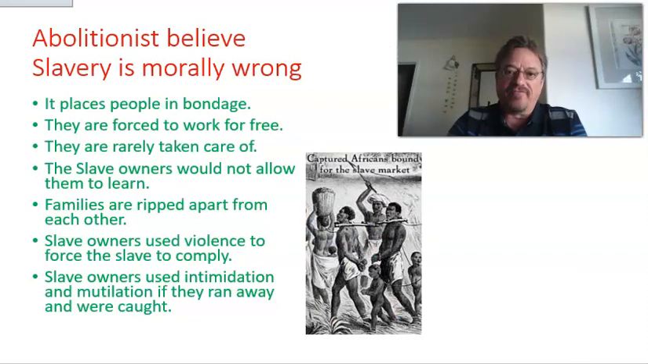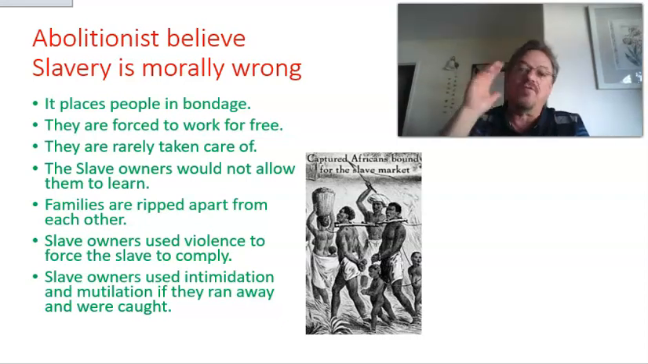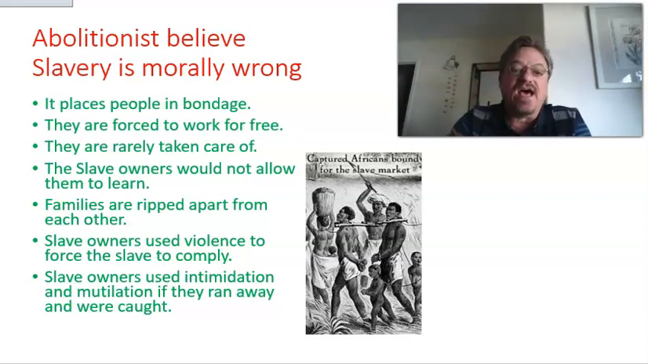Well, we all know that slavery is wrong today. We feel that way, but there were also people who were somewhat modern thinkers of the time. They're in the North. They're called abolitionists. They want to abolish slavery. They want to get rid of slavery. They say slavery is wrong, and they gave several valid examples. It places people in bondage. You're stuck in a prison-type system. They're forced to work for free. They don't get any of the money or the benefits from their work.